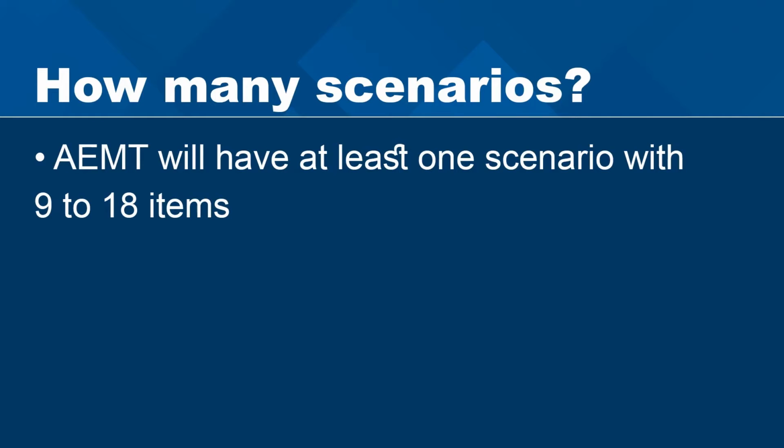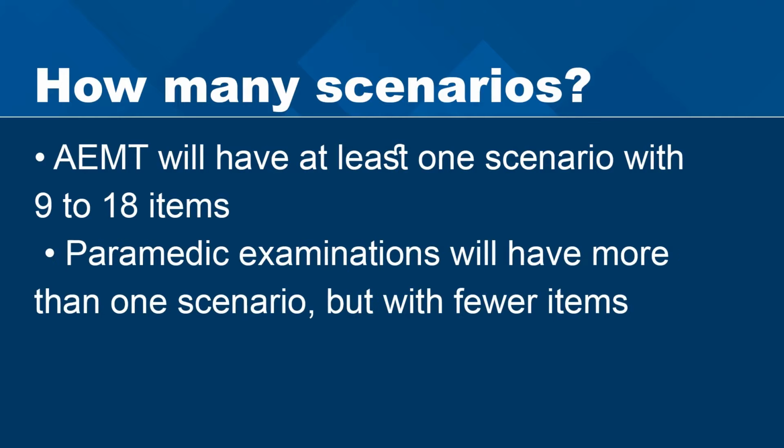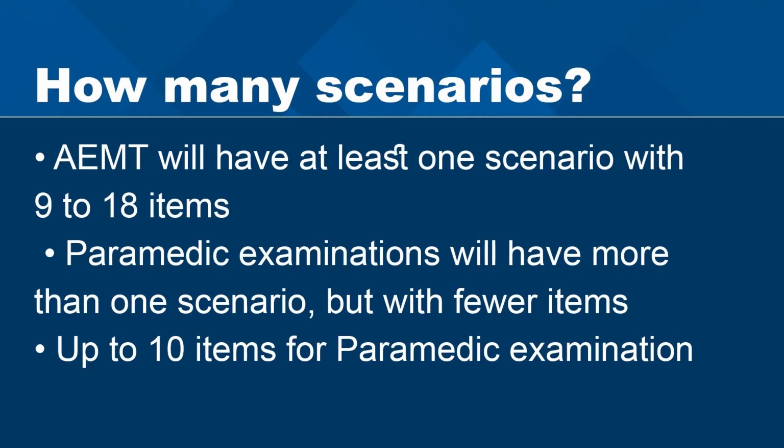So you may be asking now, how many scenarios and items will I see? For the AMT, we know that you're going to see at least 1 scenario, and that scenario could have anywhere from 9 to 18 items. For the paramedic, you'll see more than 1 scenario, but you're going to see fewer items. And again, you're going to see probably 9 to 10 items on the scenario test for the paramedic level.